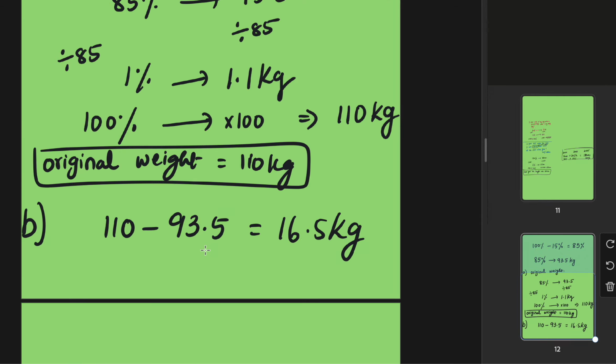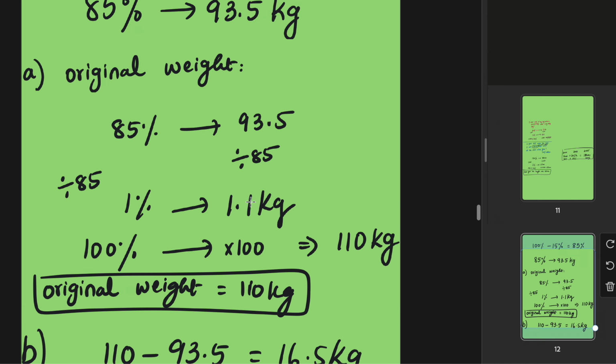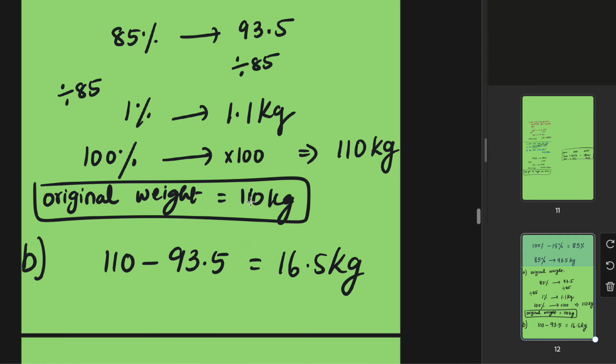Next, how many kilos did they lose? When you say 15%, it doesn't mean 15 kilos. 15% of 110 is 110 minus 93.5, which is 16.5. You could do that, or you could have done 1.1 times 15 and you would have got 16.5 kilograms. So hope this makes sense. Moving on.